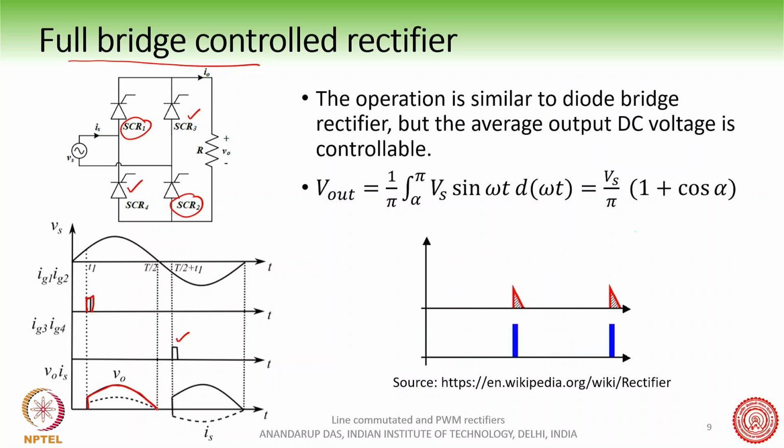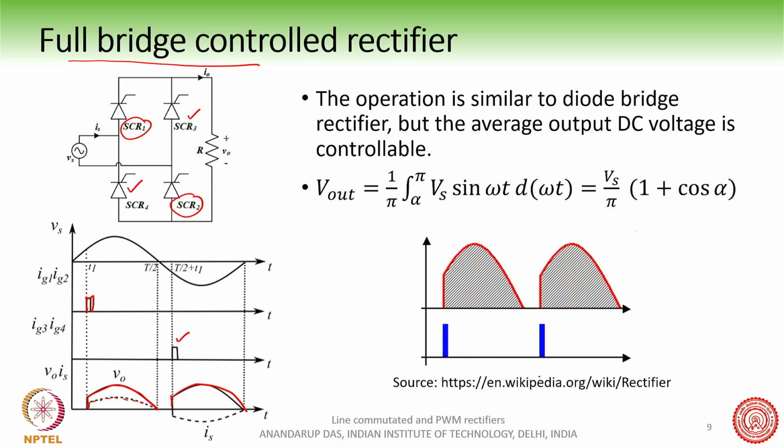Because this is a resistive load, the current is shown by this dotted line. And similarly, in the negative half of the AC cycle, we also fire the thyristors and we get one more portion. So now we are getting more voltage, right? In a half bridge control rectifier, we could not use the negative half of the AC cycle, which we can now use by using a full bridge control rectifier.